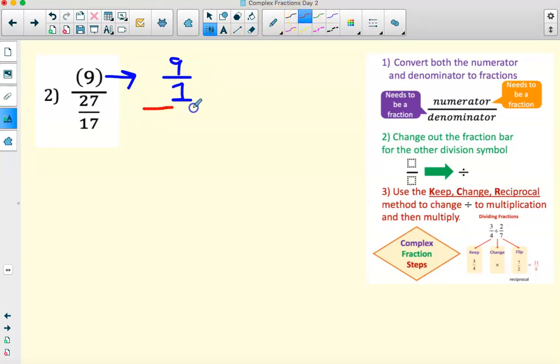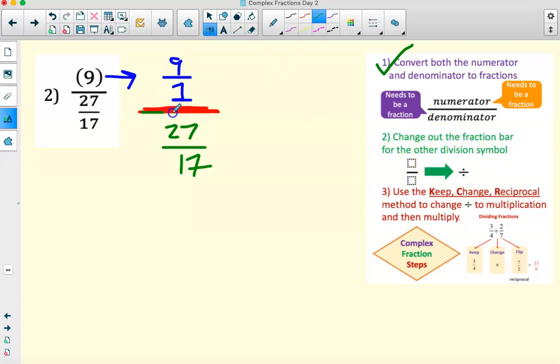Then I'm going to really exaggerate this fraction bar in the middle, and then I'm going to record the number that is already an improper fraction. Remember, you can change any integer to a fraction by placing it over 1, because 9 divided by 1 is equal to 9. We've completed step 1. Step 2 says change out the fraction bar for the other division symbol.